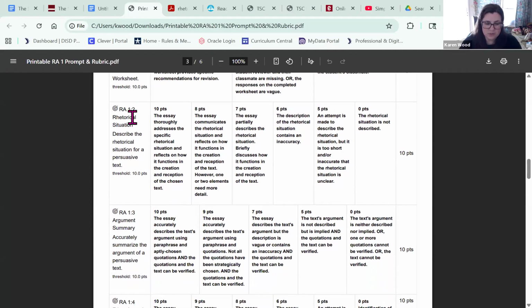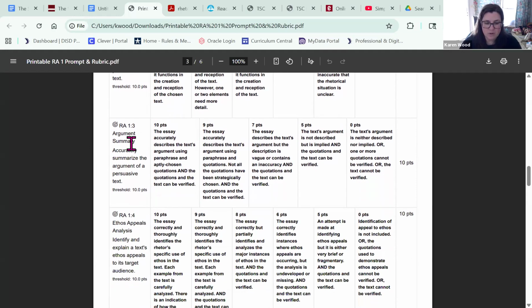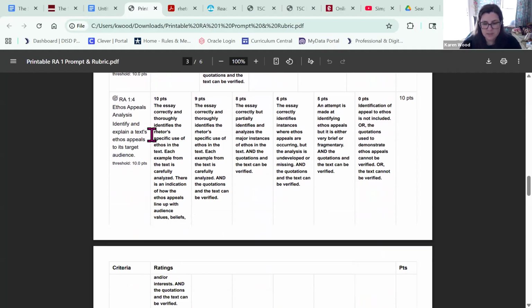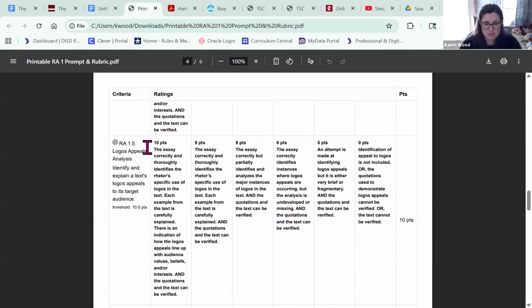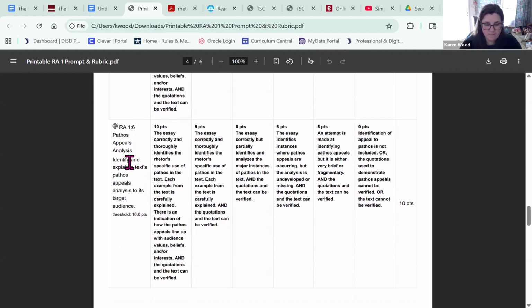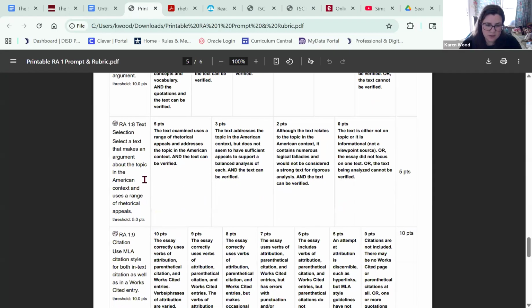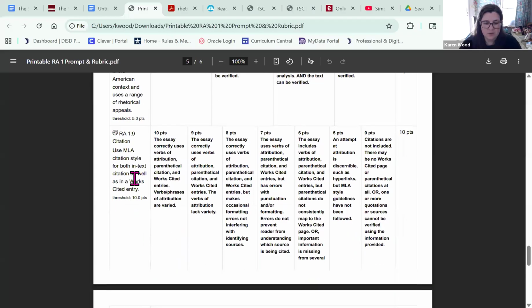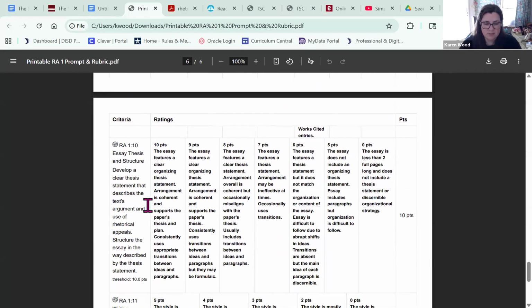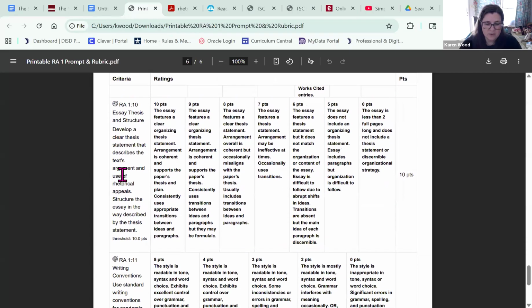You have to describe the rhetorical situation. You have to summarize the argument. You have to explain how they use ethos, how they use logos, and how they use pathos. Then you have to do a fourth thing and synthesize them, so explain how they work together. You have to make sure that you have an appropriate text. Now, if you guys have done your ethos, pathos, logos homework, you've got that. And we have to use correct MLA citations, and we have to have a thesis.